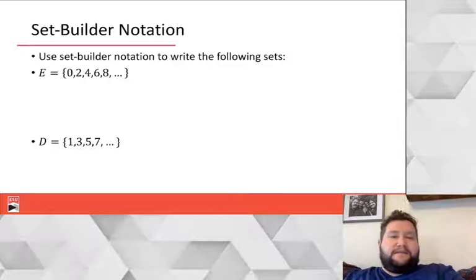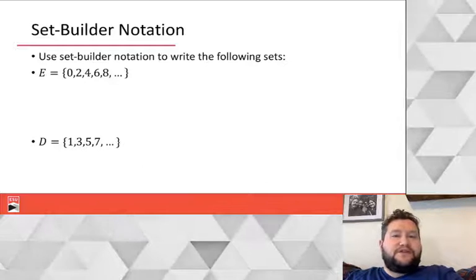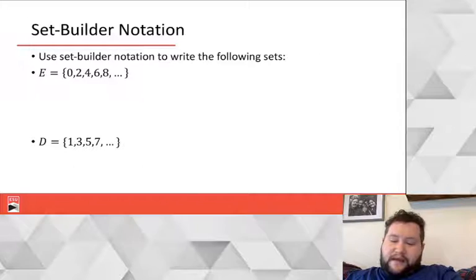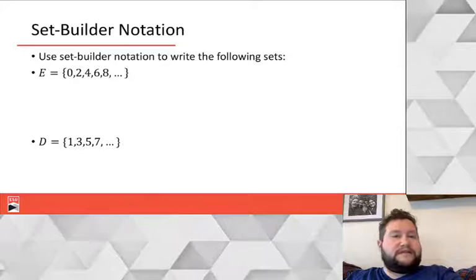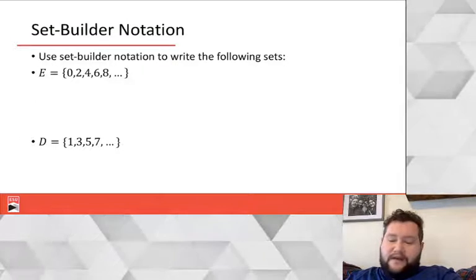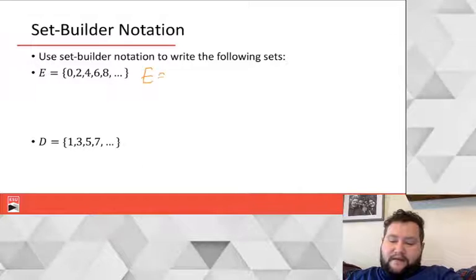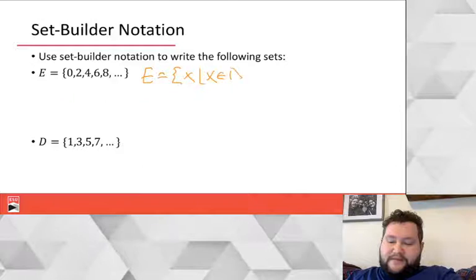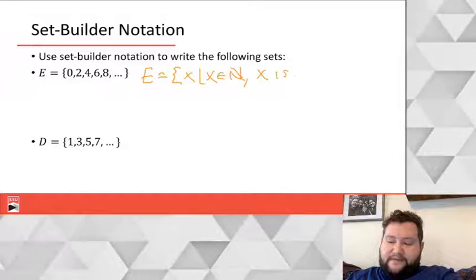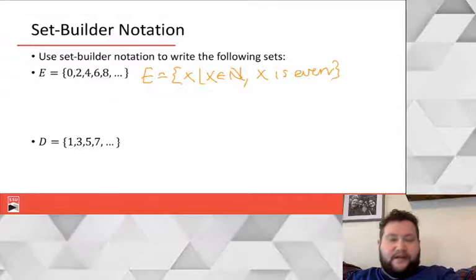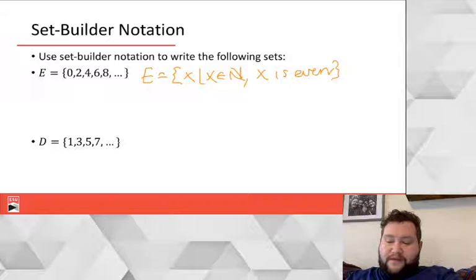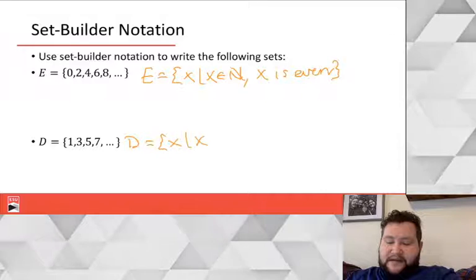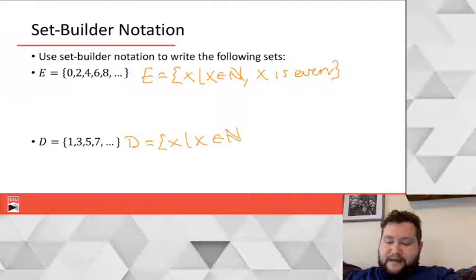So let's practice a little bit with set builder notation. Use set builder notation to write the following sets. So here we have E equals 0, 2, 4, 6, 8, and so on. And so those are even numbers. So E is the set of all x such that x is in our natural numbers and x is even. And the same with our set down here called D: 1, 3, 5, and 7. D is our set of x such that x is a natural number and x is odd.